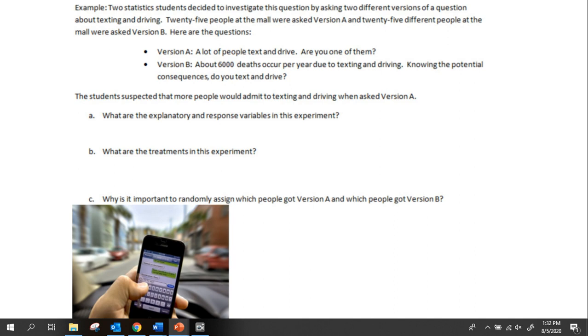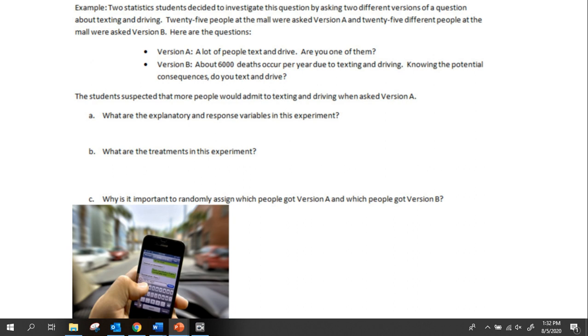Two statistics students decided to investigate this question by asking two different versions of a question about texting and driving. 25 people at the mall were asked version A, and 25 different people were asked version B. Here are the questions. Version A: a lot of people text and drive. Are you one of them?